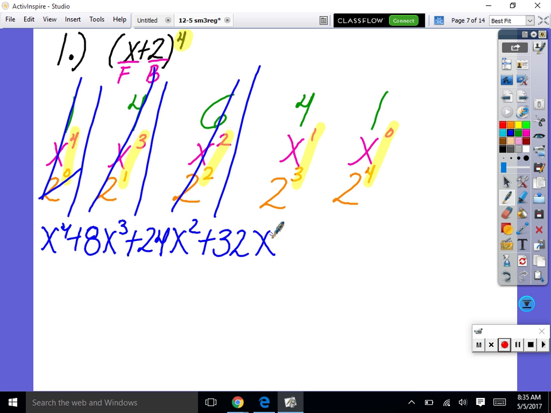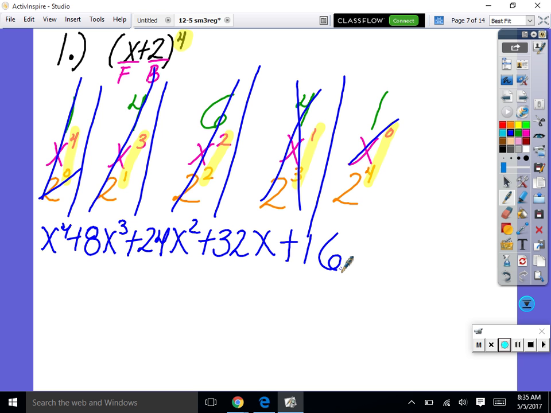So x to the first, and then 1 times x to the 0, which is 1, times 2 to the fourth. 2 to the fourth is 16, so plus 16. Does everybody see how that's positive 16? And we just multiplied it out way quicker. Well, we went kind of slow because I was teaching you. Does everybody see how that worked?